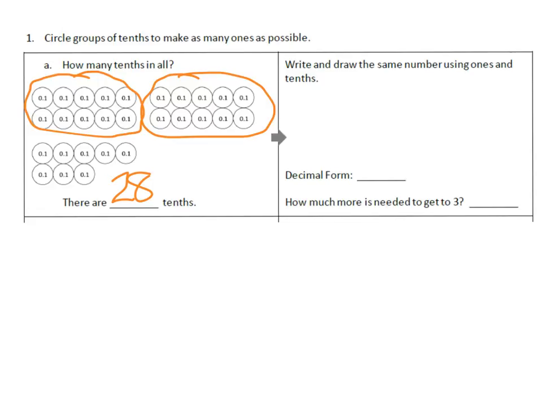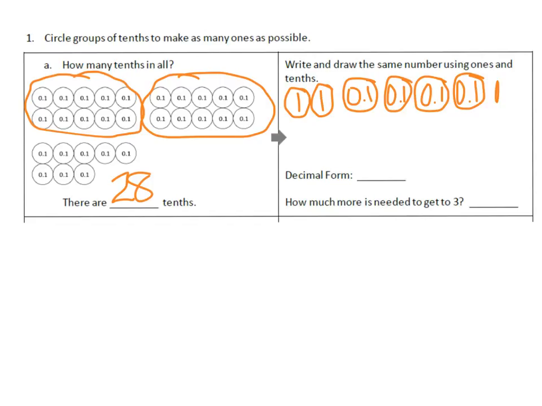Now it says to draw the same number using ones and tenths. I am going to draw 2 ones discs. Whoops. Have to erase that real quick. Okay. Here's one disc and a second one. And then I need to draw 8 tenths discs like this. So here's 1, 2, 3 tenths, 4 tenths, 5 tenths, 6 tenths, 7 tenths, and finally 8 tenths. The decimal is 2 and 8 tenths.